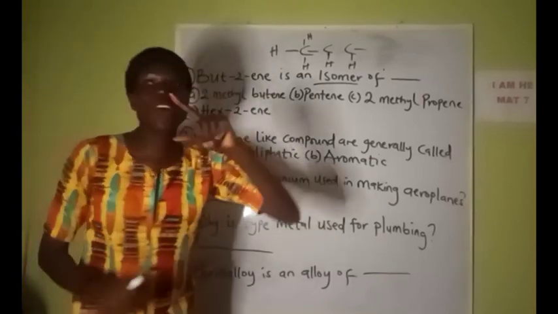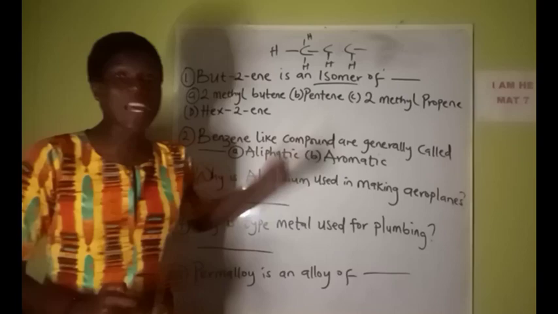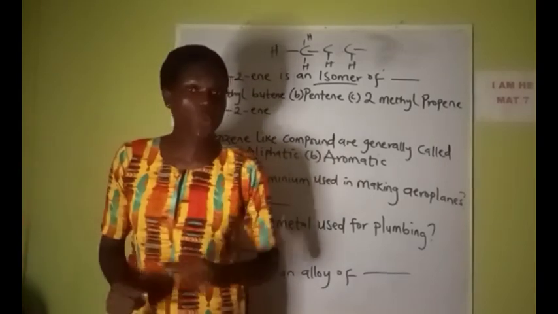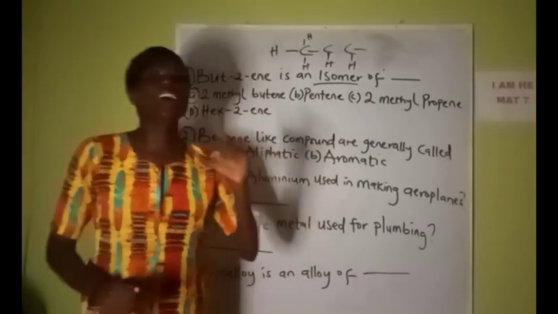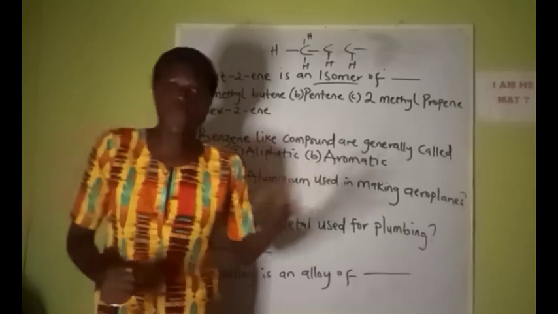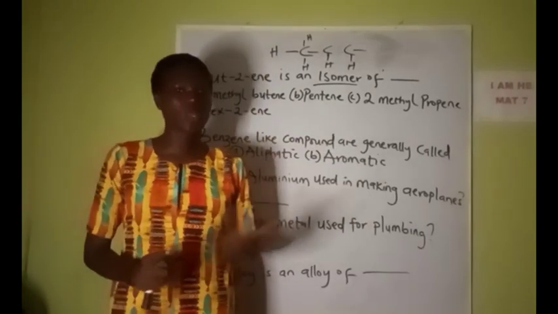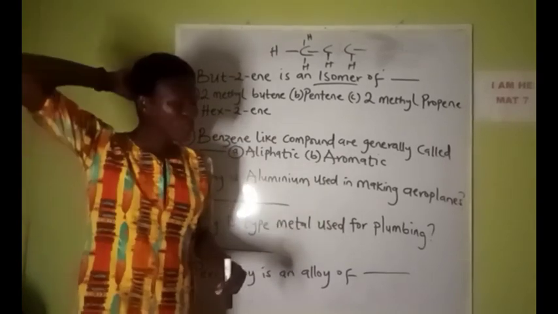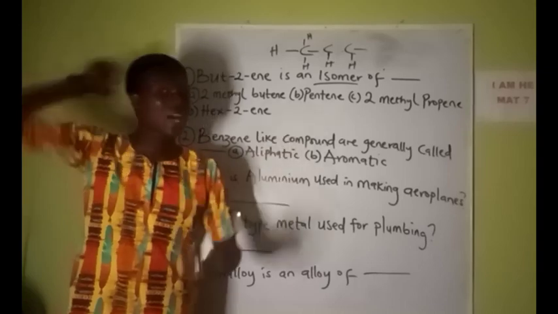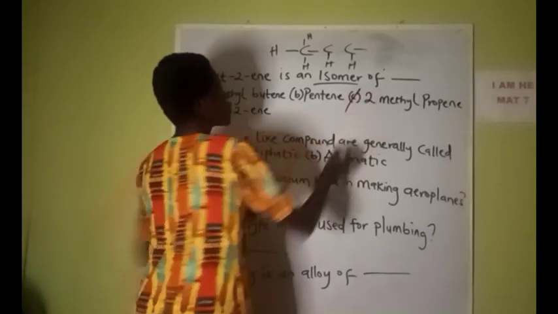If I remove one carbon from both, that's 4 minus 1, what is it? 3. You understand? So if I remove 1 from 4, it's going to give me 3. And take note, 3 means what? Prop. Don't forget, watch my other video so you get what I'm talking about. 3 means prop. Okay, so from these options here, in order not to waste your time, the answer is C. That's 2-methyl prop.